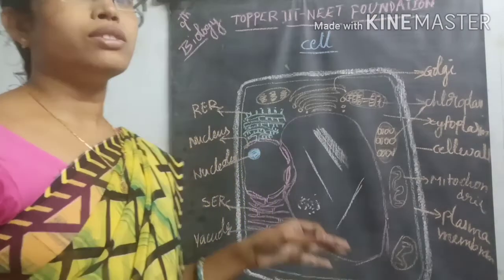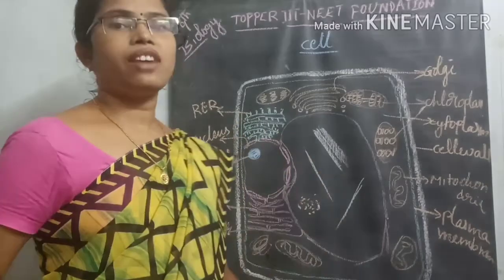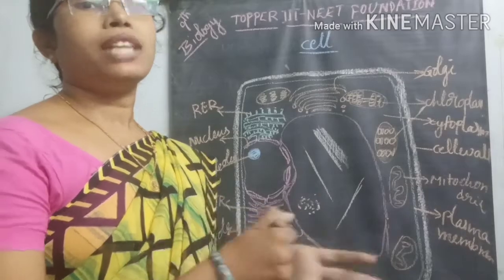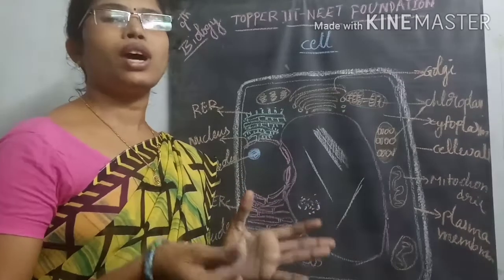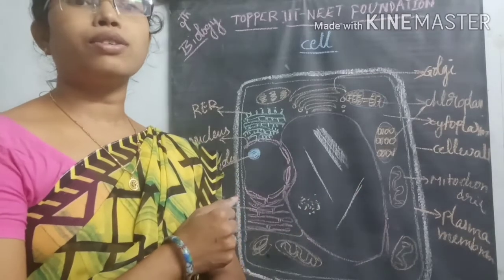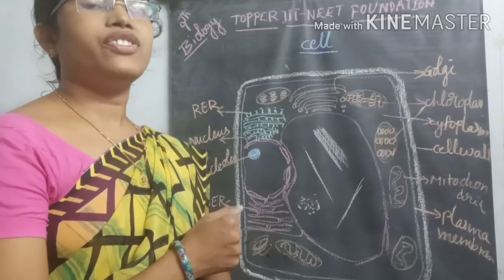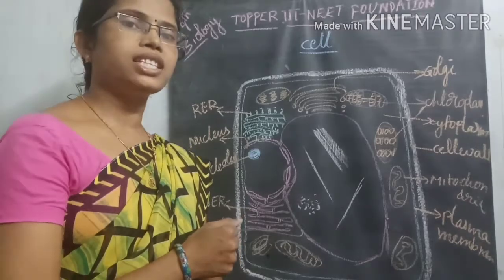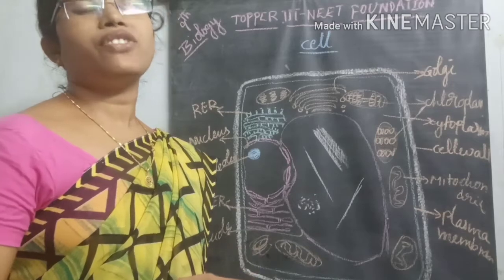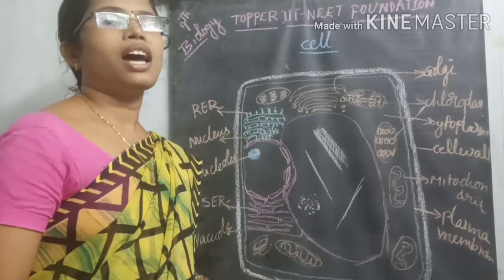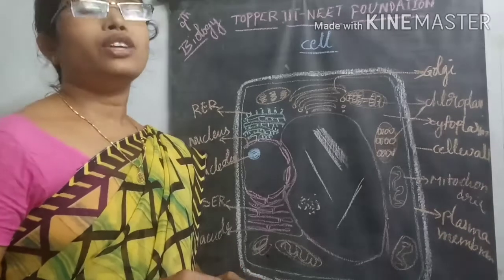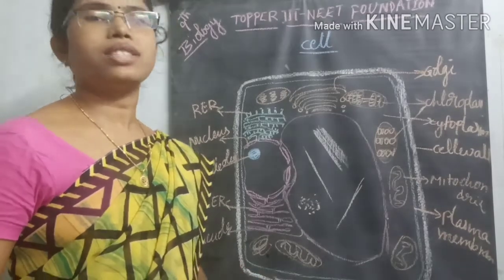Coming to the ultrastructure of the cell, whenever you see a cell or a tissue in the microscope, an ultra microscope, you can observe different cell organelles present inside the cell. We already know the types of cells. In nature there are mainly two types of cells: one is the prokaryotic cell and the second is the eukaryotic cell.